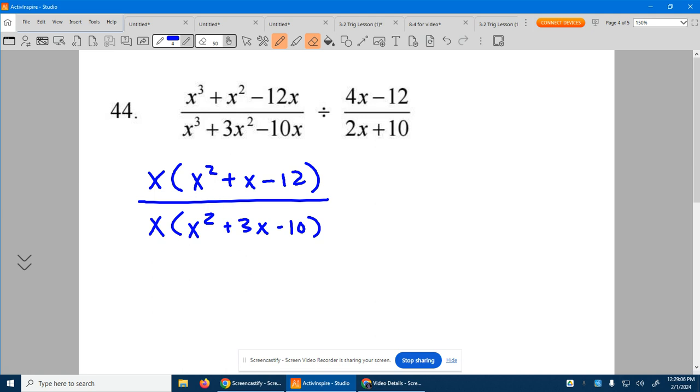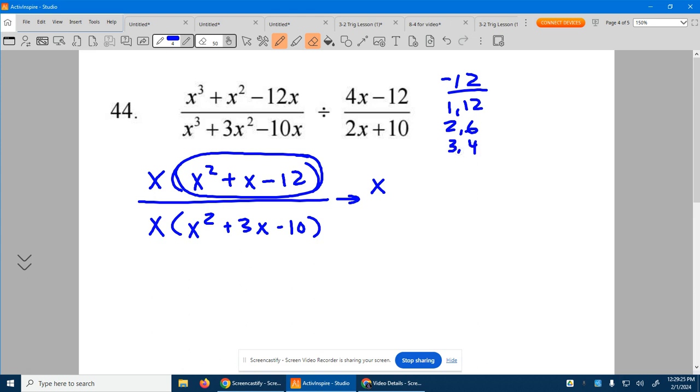Now, let's go ahead and factor this trinomial. So we have an x. What is going to give us a negative 12, but yet add together and only have a difference of 1? Well, we know there's 1 and 12, 2 times 6. It's the 3 and 4. We need to gain more, so I need to gain 4, lose 3. So this is going to be x minus 3, x plus 4.